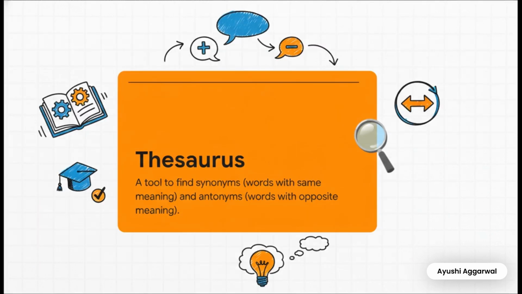And here we have the Thesaurus. This is a really useful tool. If you need to find a synonym, which is a word with a similar meaning, or an antonym, a word with an opposite meaning, this is the tool you use. You'll often find direct questions about its functionality in the exam.